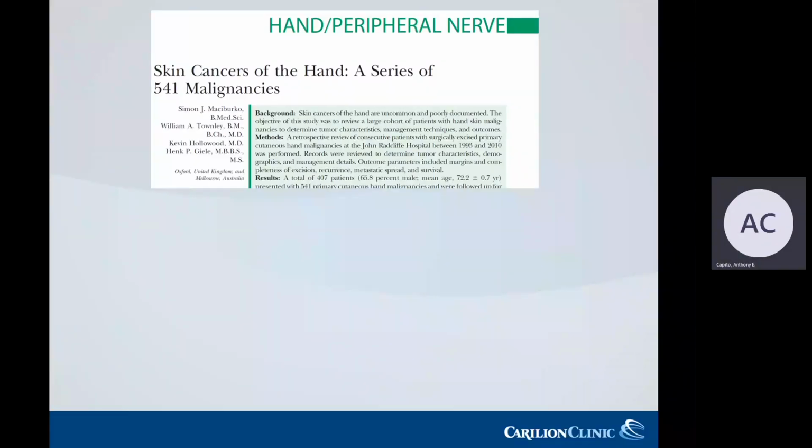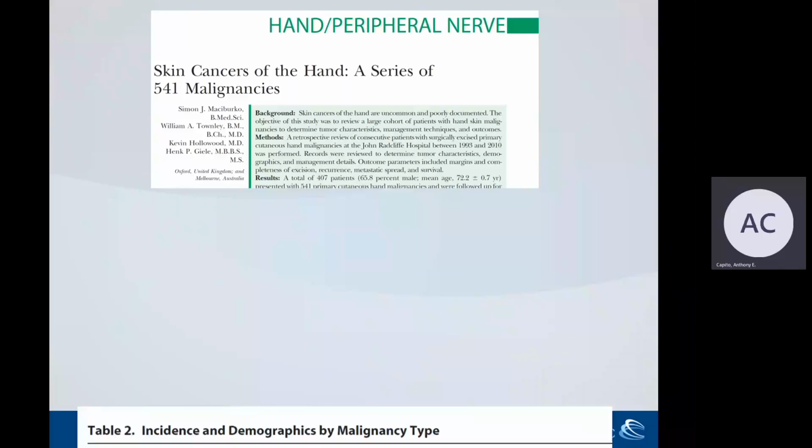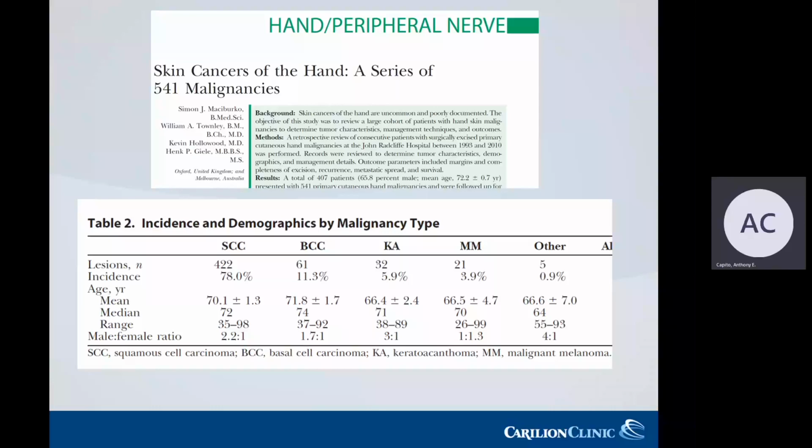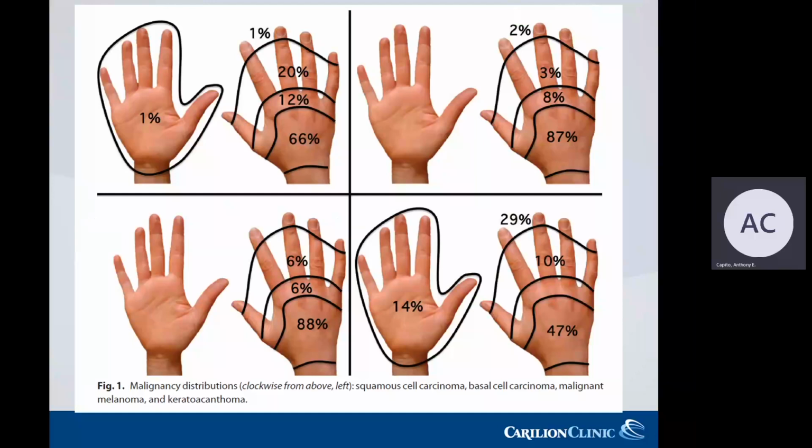If you look at the hand, there was a review series of 541 skin malignancies, and they looked at which type of skin cancer and where was the most common location on the hand. They were looking at squamous cell, basal cell, a benign variant, keratoacanthoma, as well as malignant melanoma and other skin lesions. And they found that the majority were squamous cell, about 78%, followed by basal cell 11%, melanoma 4%, and a keratoacanthoma, which is a benign, can be aggressive type of skin lesion, roughly 6%. So knowing this information can help you with your diagnosis.